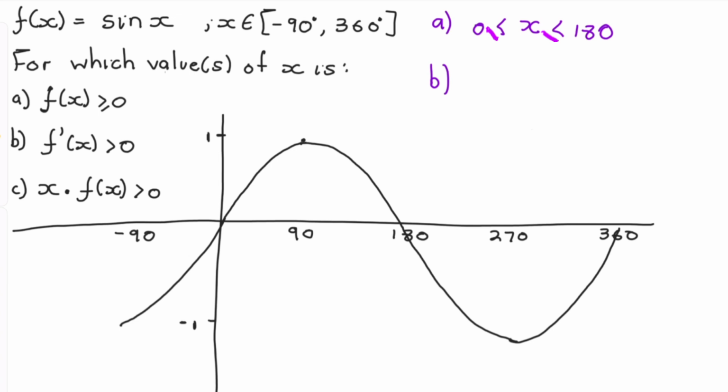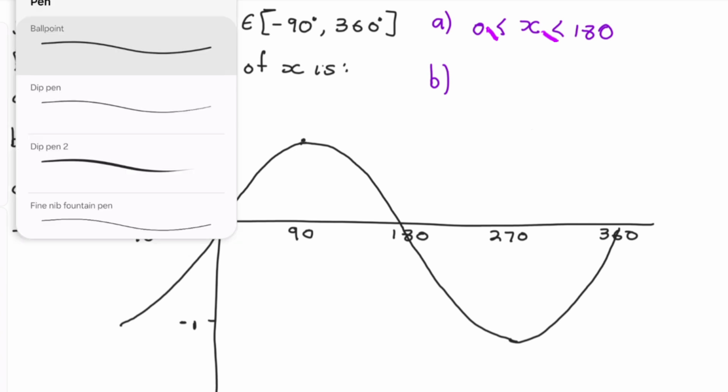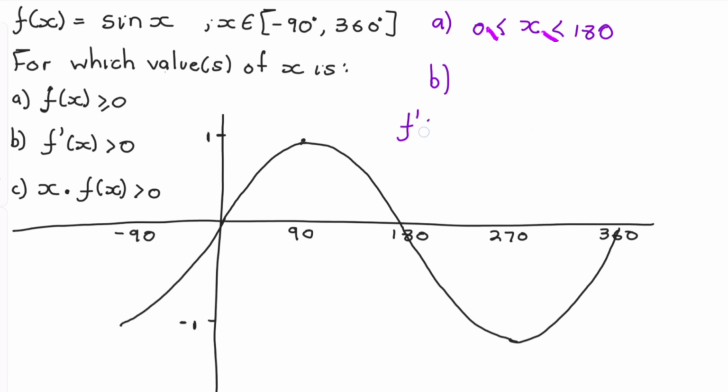For part B, we want f prime x greater than 0. Now, when they talk about f prime x, we are talking about the first derivative. So we want the first derivative to be greater than 0. Remember, when we talk about the first derivative, we are talking about the gradient. So we want a gradient that is greater than 0, meaning that we want a positive gradient.